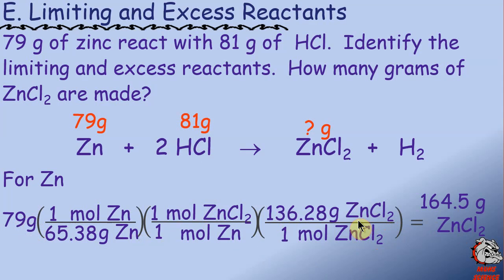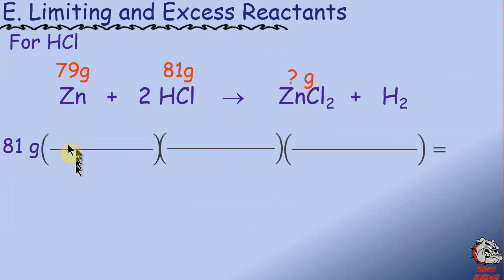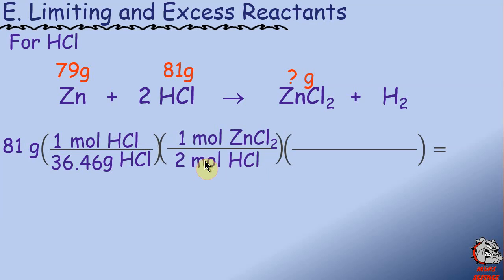So now you just have to do this for the HCl. We do the same thing. We've got 81 grams of HCl, grams to the bottom, moles on top. The molar mass of hydrogen chloride is 36.46. Moles of HCl on the bottom. Again, I'm going to zinc chloride, but this time it's a 2-to-1 ratio. So I put a 2 with HCl, and a 1 with zinc chloride. I'm making half as much zinc chloride as I need HCl. Moles of zinc chloride to the bottom, grams of zinc chloride on top. We already calculated the molar mass in the previous problem.